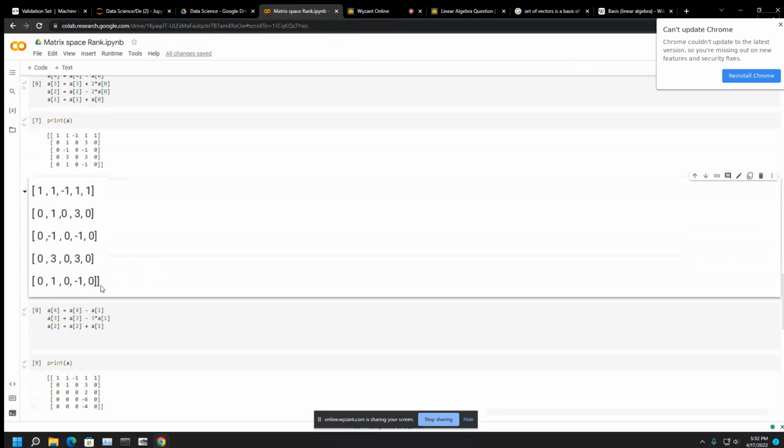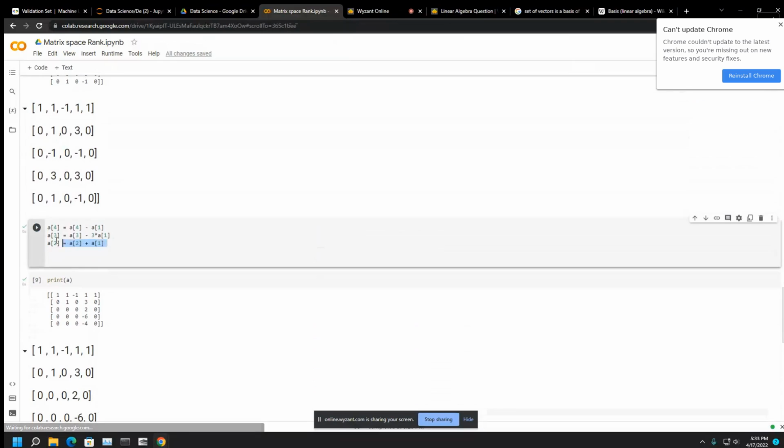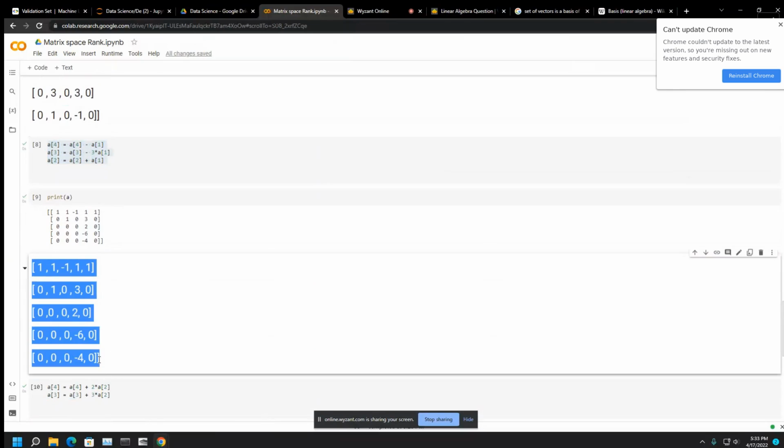So as you can see, here you have 1, here you have 3, here you have minus 1, here you have 1. So I'm going to take the second row and add or subtract it from all of the lower rows so that I can make them 0, at least in one element of this row. So I'm going to do these operations and I get these.